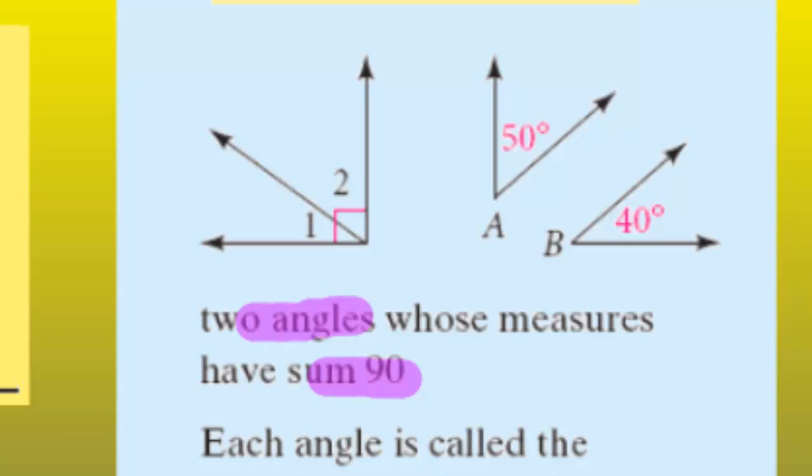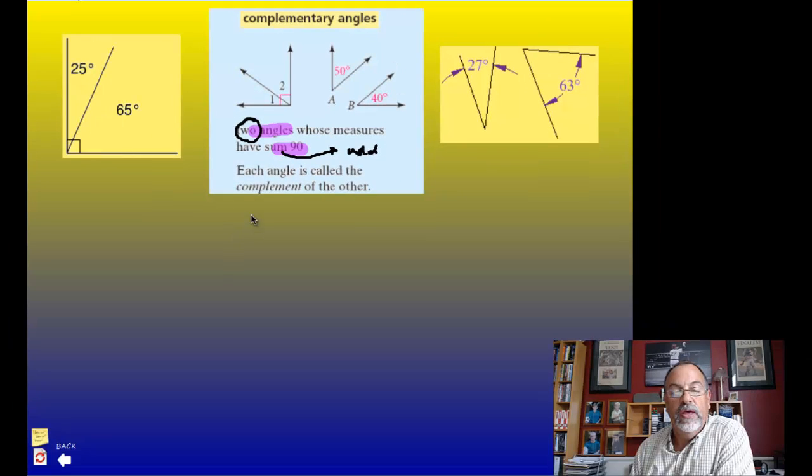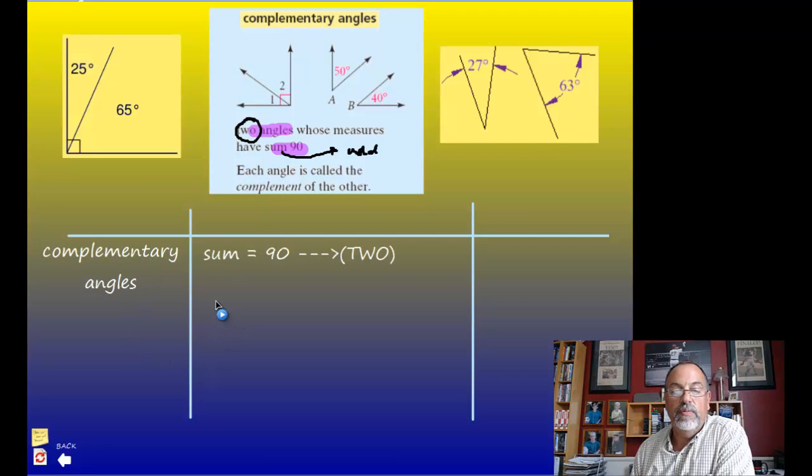Now, sum is an important word. What does sum mean in mathematics? That means add, right? So we're talking about two angles, and this is important as well. Two angles whose measures have a sum of 90 degrees. And then each angle is called the complement of the other. So breaking that definition down, we have complementary angles. The sum is equal to 90.